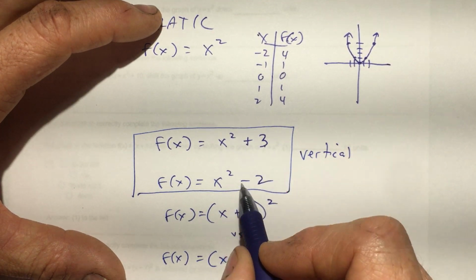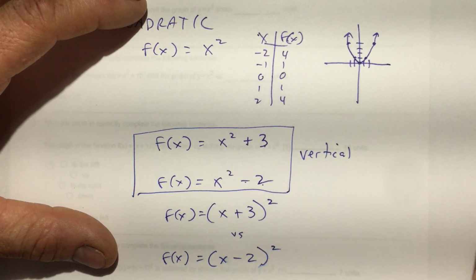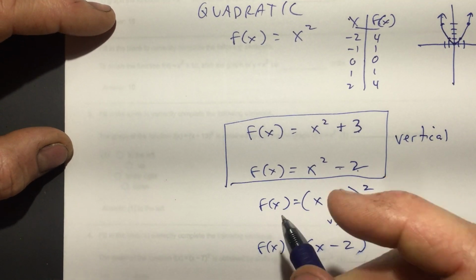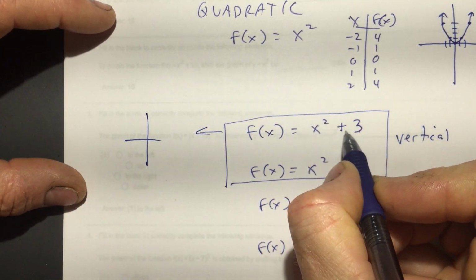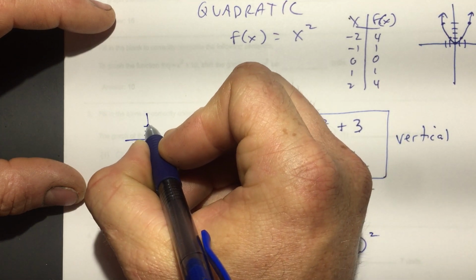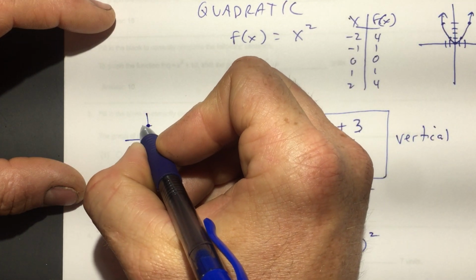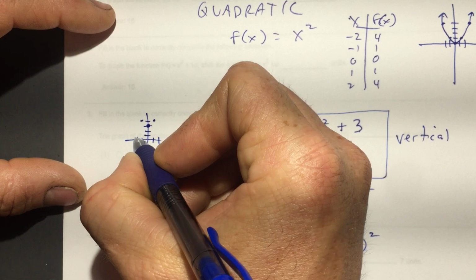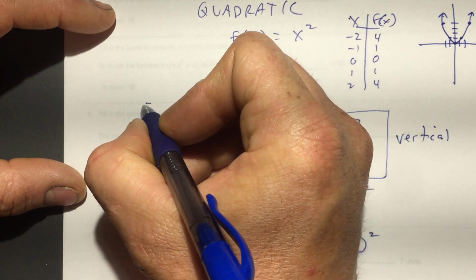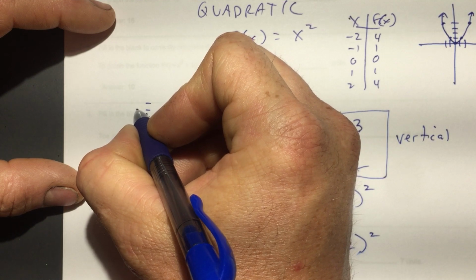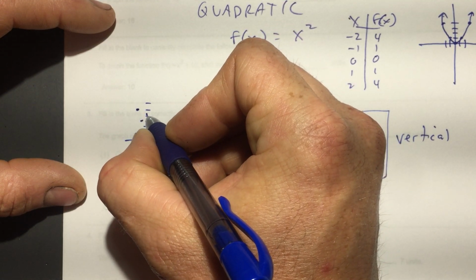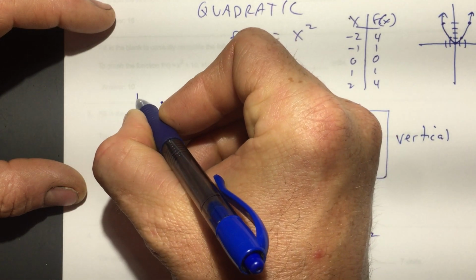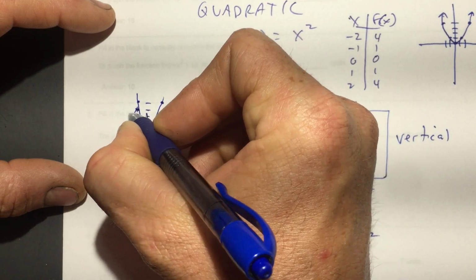This is going to move it up 3. This is going to move it down 2. On this one here, that's going to move it up 3, which would have the same shape. So as I go over 1, this would go up 1. As I go over 1 this way, it'd go up 1. As I go over 2, it'd go up 4. I'm sorry, it'd go up 3 more from that one. And so here's my parabola. This point here I messed up.